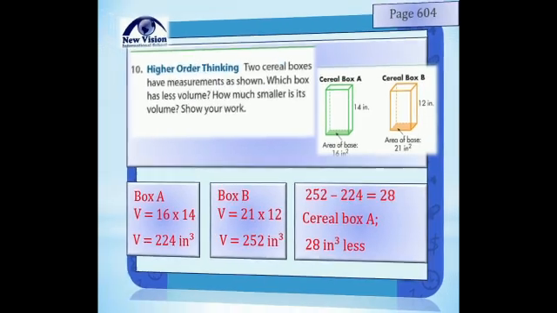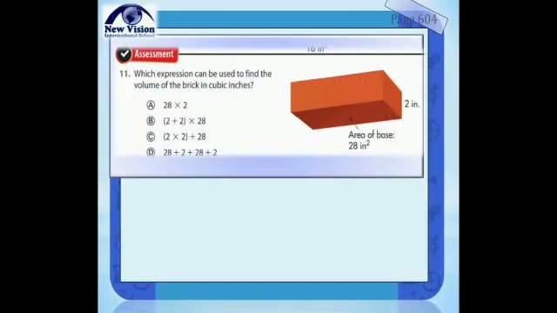Last item, number 11. Which expression can be used to find the volume of the brick in cubic inches? So the area of the base is 28 square inches and the height is 2 inches. So if your answer is letter A, you got it correct. So 28 times 2.